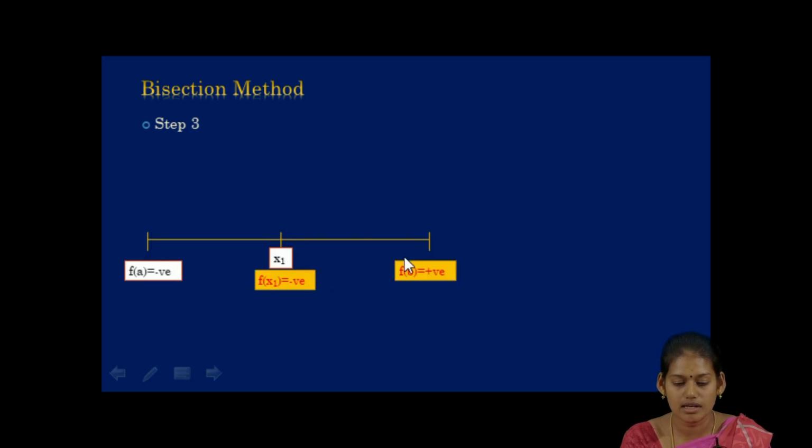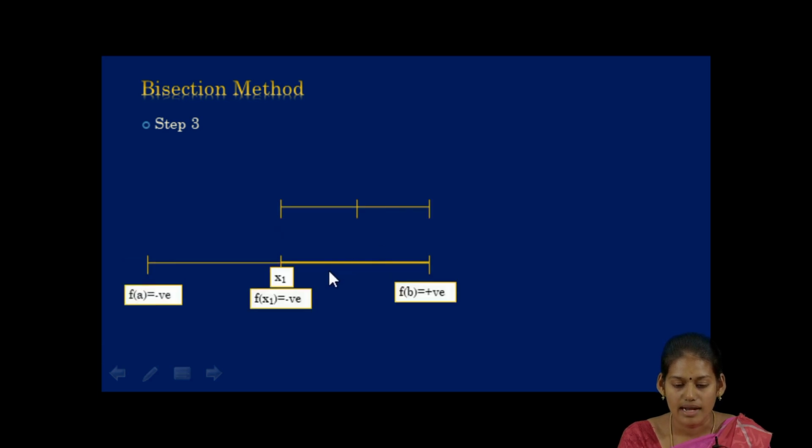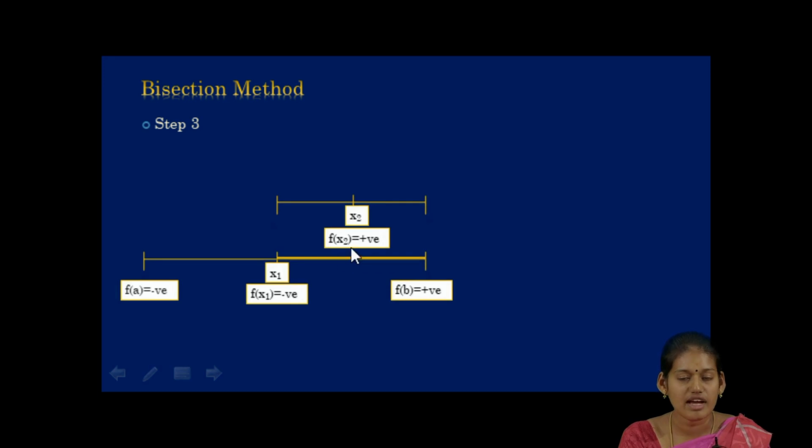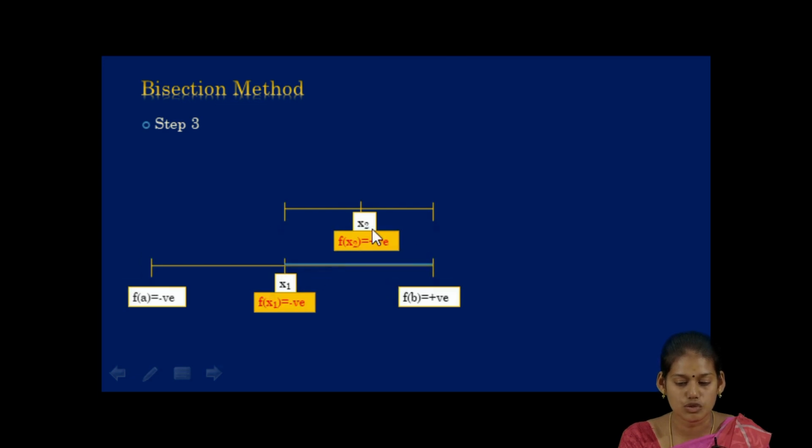The root lies between x1 and b, and again the interval is divided into two smaller parts. Here the midpoint is x2, and again we calculate the function value of x2. f of x2 is positive. Here f of x1 is negative, f of x2 is positive, and f of b is positive. So f of x1 and f of x2 are of opposite signs, and the root lies between x1 and x2.